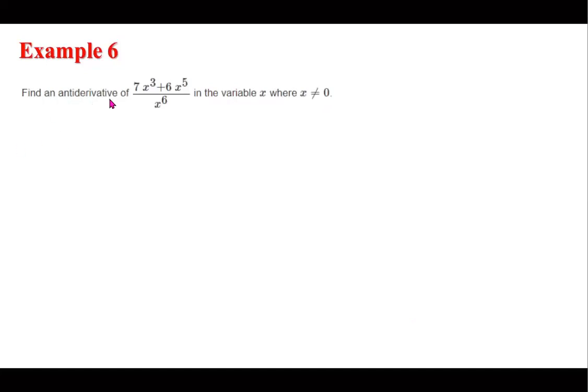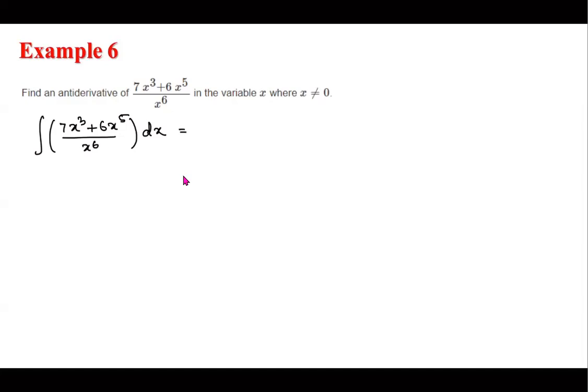So in this one, we are asked to find the antiderivative of this function. So let's see how we can find the antiderivative. We write it like this: the antiderivative of 7x cubed plus 6x raised to 5 over x raised to 6. We are integrating with respect to x, in the variable x.